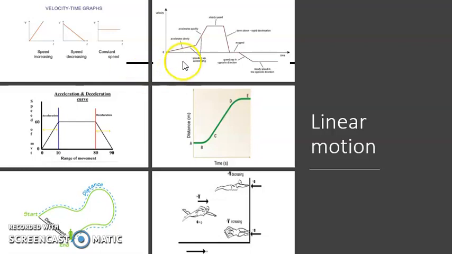This graph is another velocity time graph, but has acceleration, deceleration, and constant speed all in the same graph. You can see here it is a gradual acceleration. Here it is quite a sharp, quick acceleration. This is constant speed, and then we can see a really rapid deceleration.